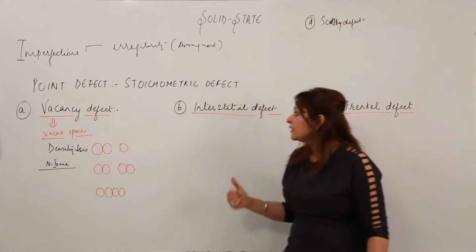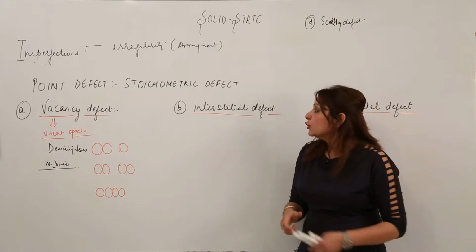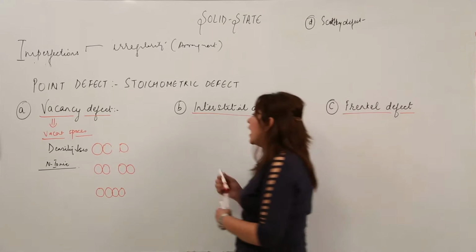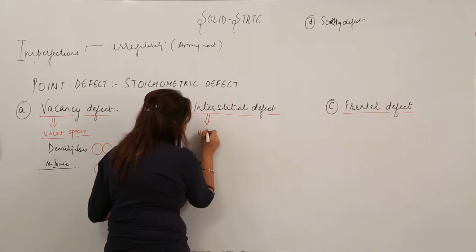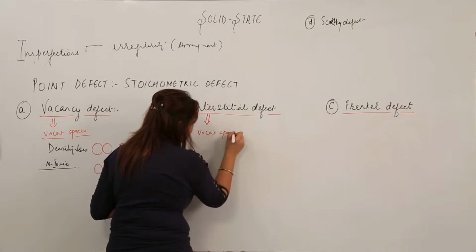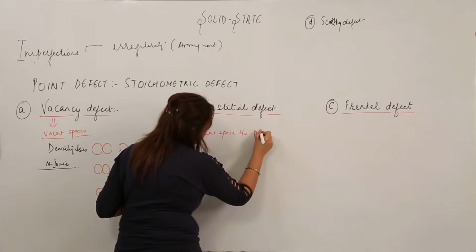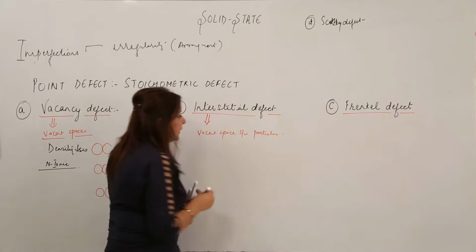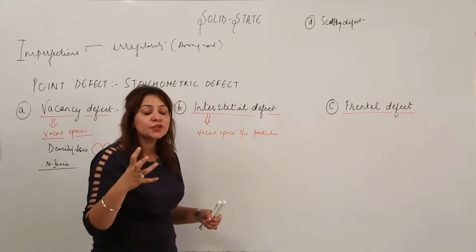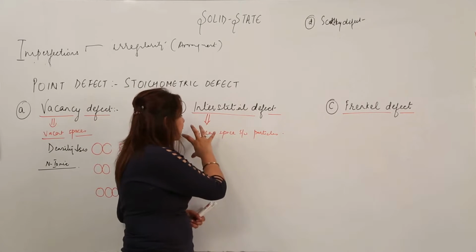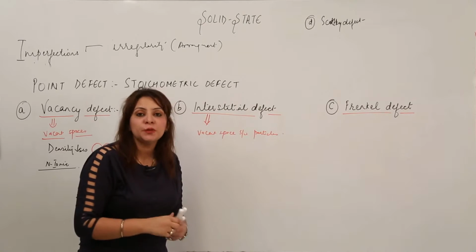Now the second is the interstitial defect. As the name suggests, interstitial means the vacant spaces between particles. So this is a defect concerned with the vacant spaces which are present between the particles.